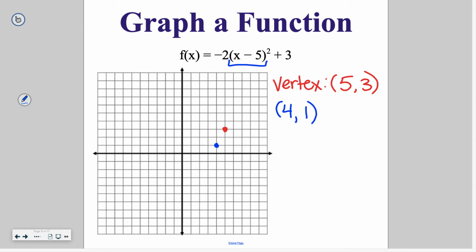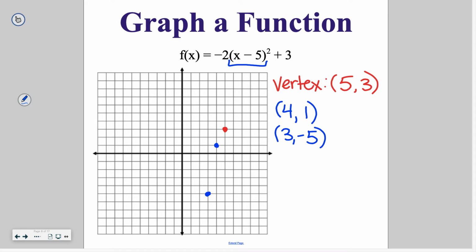Now I said you needed 2 points, so the next one I'm going to go to is 3. So again, plug in 3. 3 minus 5, -2 squared is 4, times -2 is -8, plus 3 gives us -5. So my next point is at 3, -5.